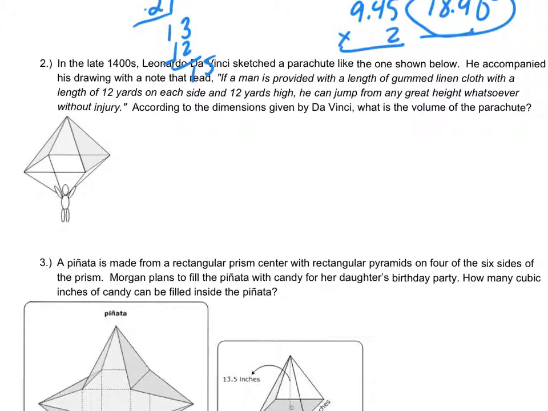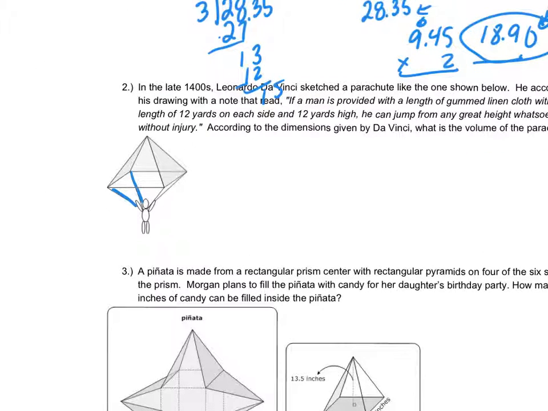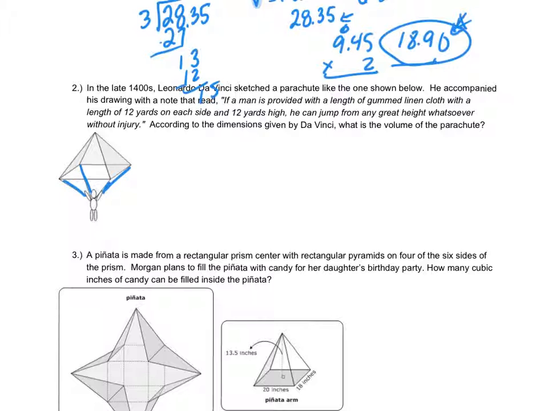Number 2, in the late 1400s, Leonardo da Vinci sketched a parachute like the one shown below. This is the parachute right here. This is a rectangular prism, and these are the strings coming down. If a man is provided with a length of gummed linen cloth with a length of 12 on each side and 12 yards high, he can jump from any height whatsoever without injury. According to the dimensions given by da Vinci, what is the volume?